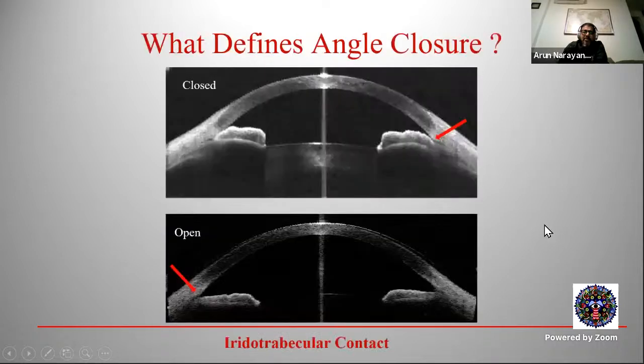So the next point is what defines angle closure. What defines angle closure is any contact of the iris to the angle wall anterior to the scleral spur. So you see an eye with angle closure here and an eye with an angle which is open because there's no iridotrabecular contact anterior to the scleral spur.